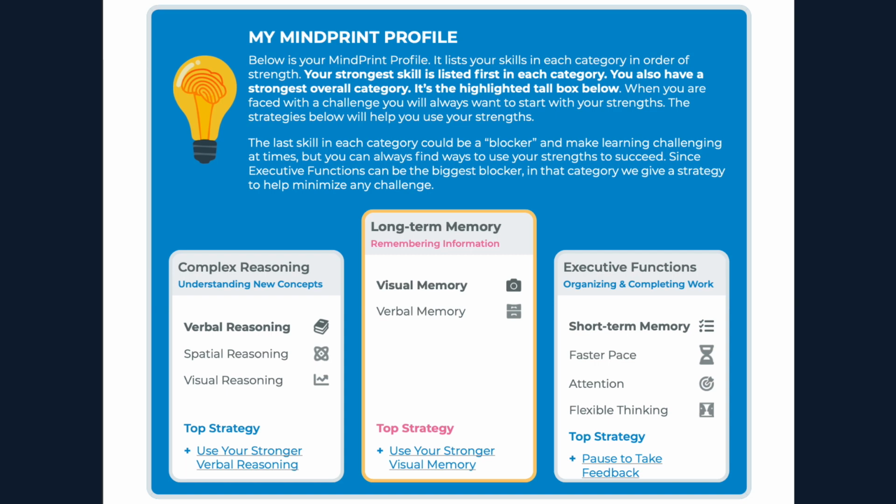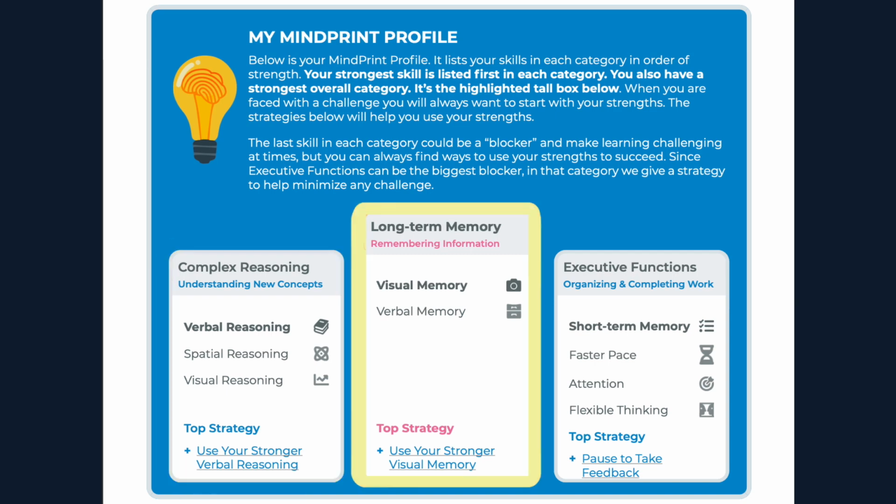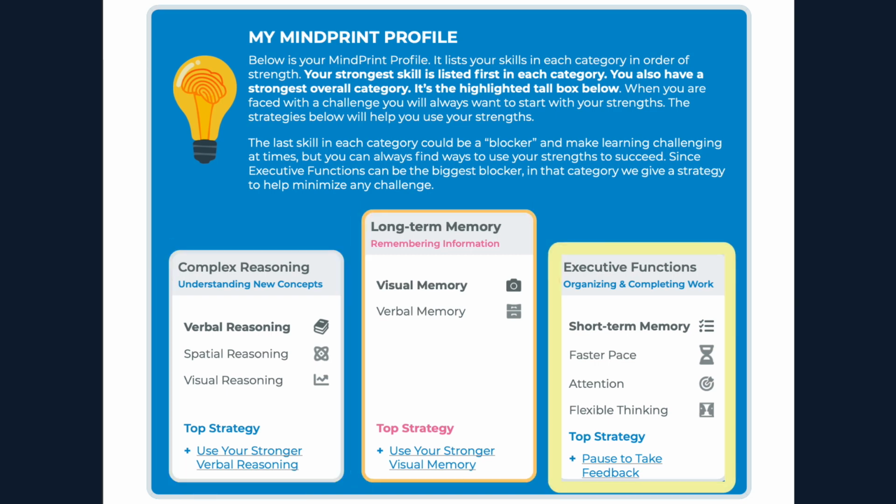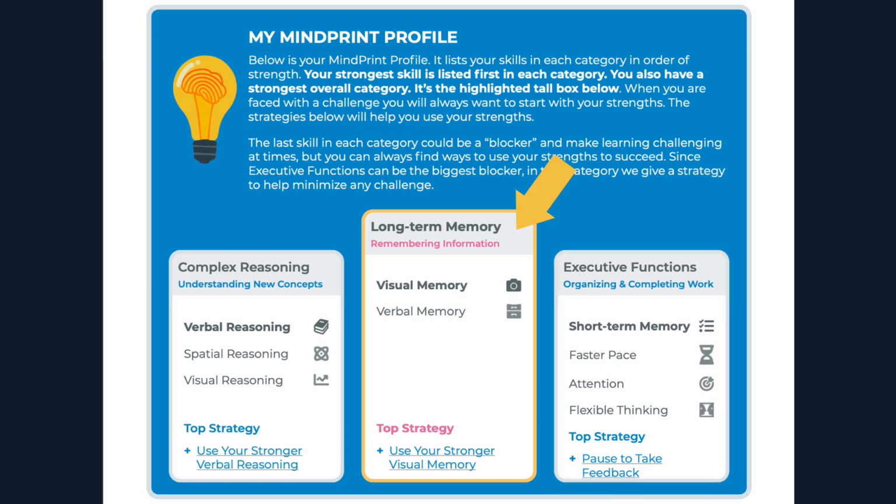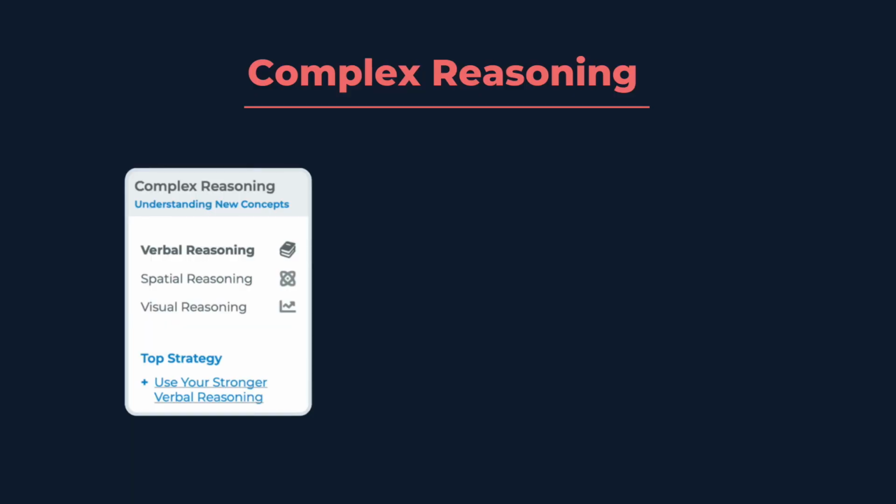The three domains are complex reasoning, long-term memory, and executive functions, along with processing speed. You'll see that one group is larger than the other two. This represents the student's strongest domain. Within each domain, skills are listed in order of strength, with the stronger skills listed on top and the weaker ones at the bottom. Start with the complex reasoning skills.